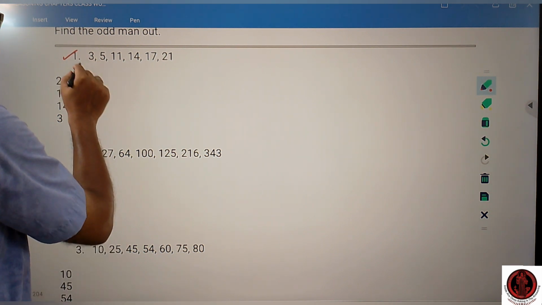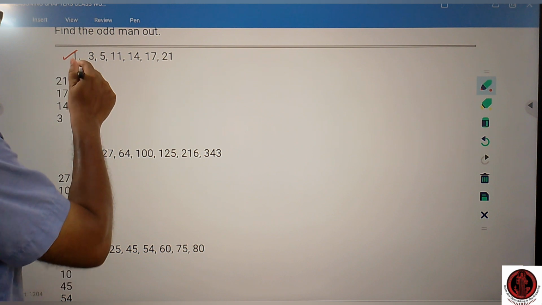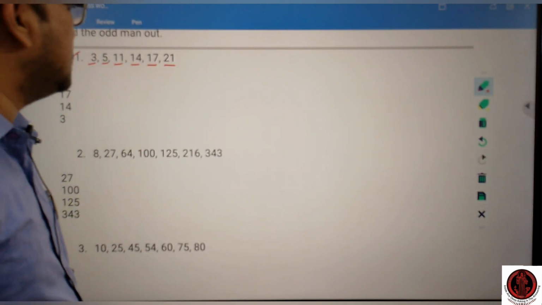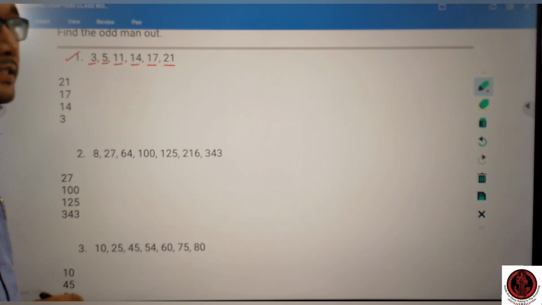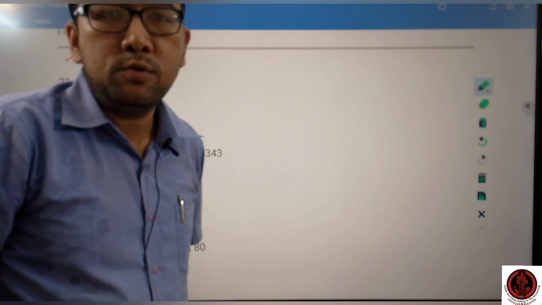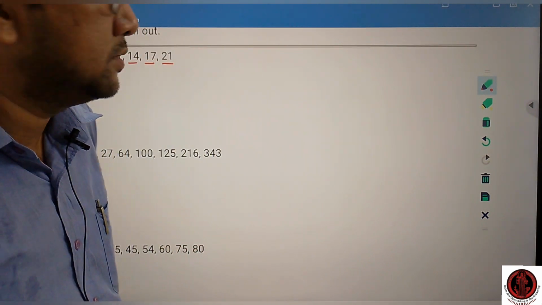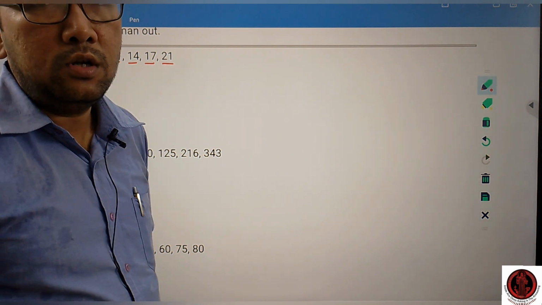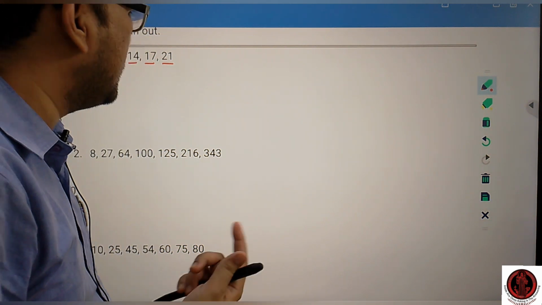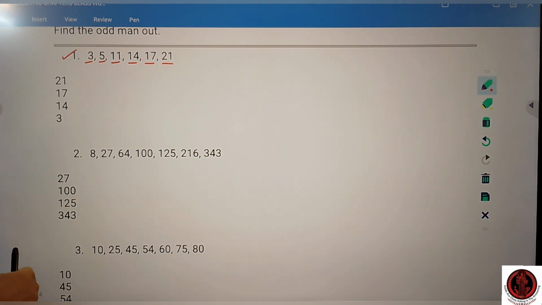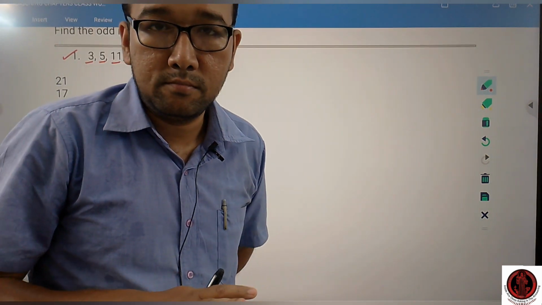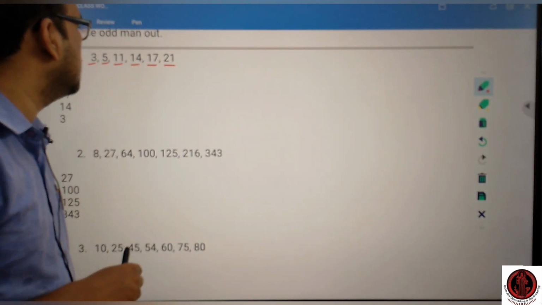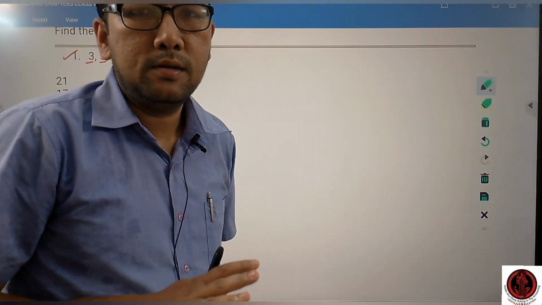Now for the first question, how many numbers are there? 3, 5, 11, 14, 17, 21. How many numbers are there? 6 numbers are there. You have to identify the odd number. Only one is the odd number, and the remaining 5 numbers will be the same.